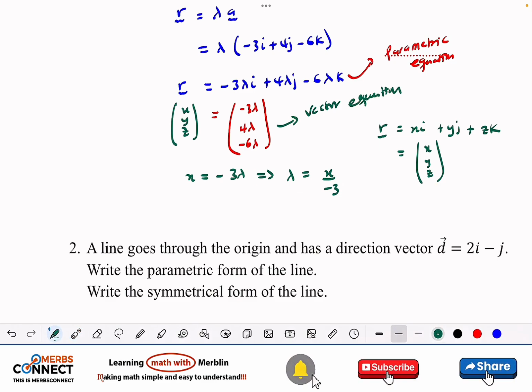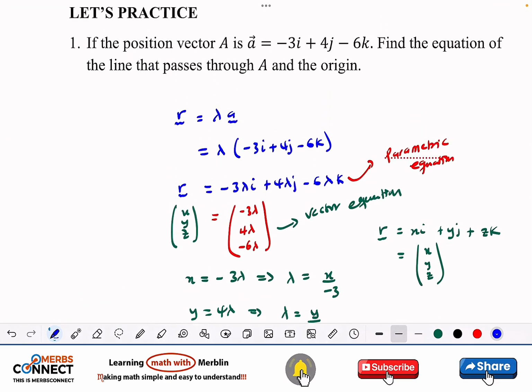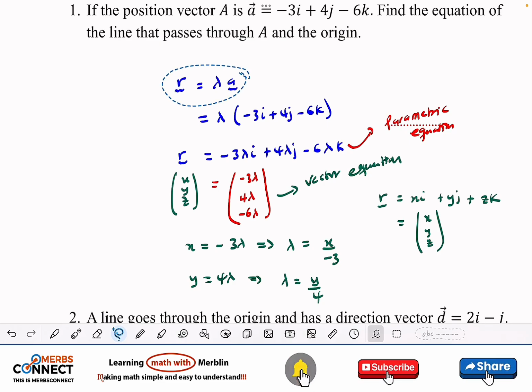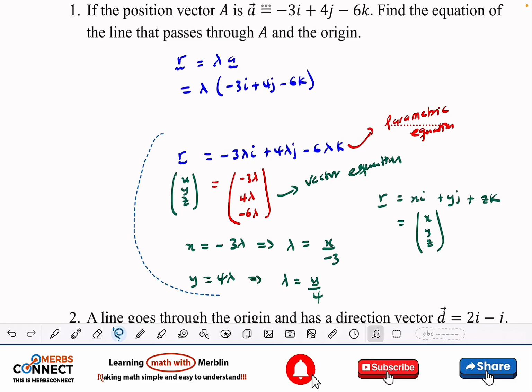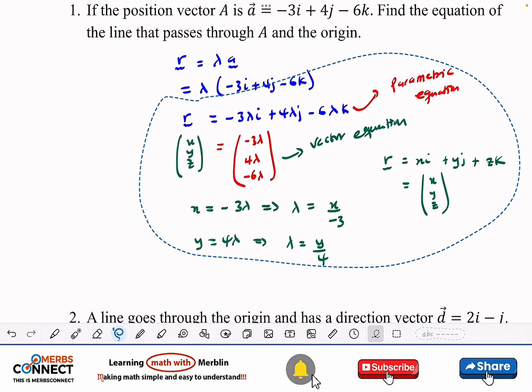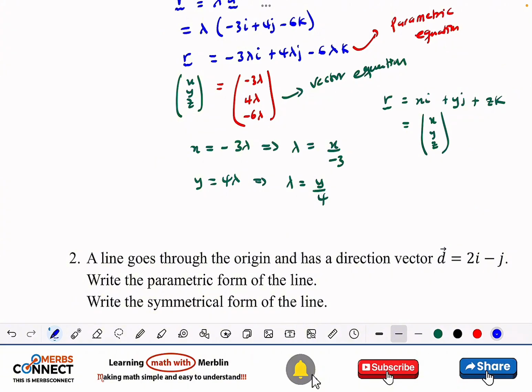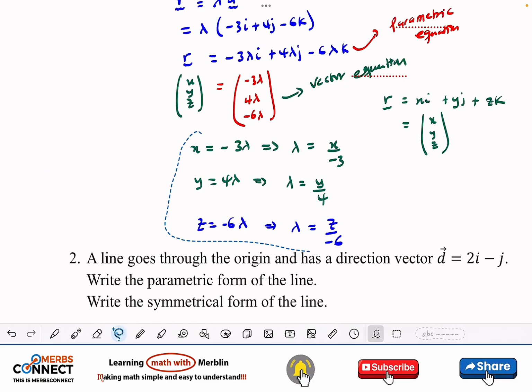Then I have y, which is equal to 4 lambda. This gives us lambda is equal to y divided by 4. Let me shift this up a little so that I can write the last one. Lastly, z is equal to minus 6 lambda, which implies that lambda is equal to z divided by minus 6. Now I'm going to show you how to write it in the symmetric form.